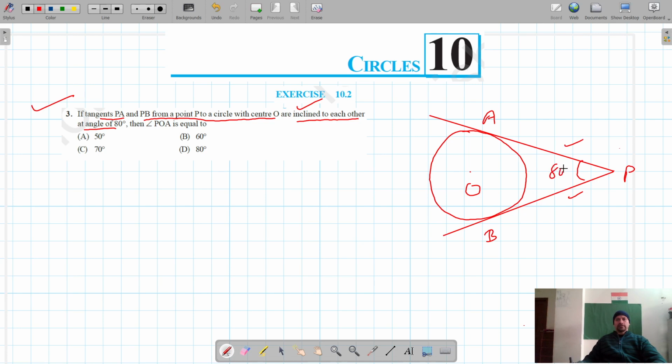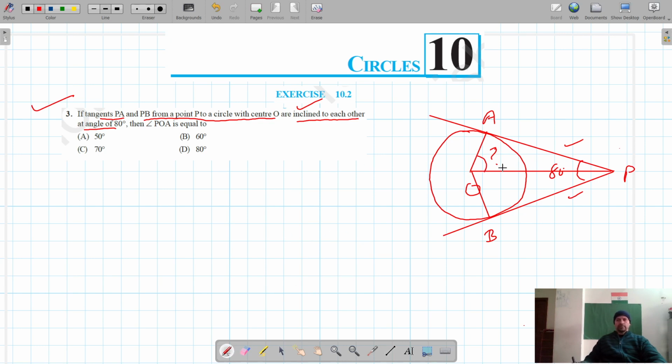So this angle is 80 degrees, and we have to find POA. POA will be formed when we join O to P and O to A. So this is the angle that we have to find out. Let's join these points O and Q as well.